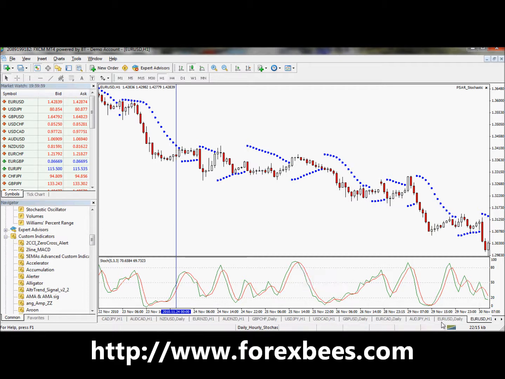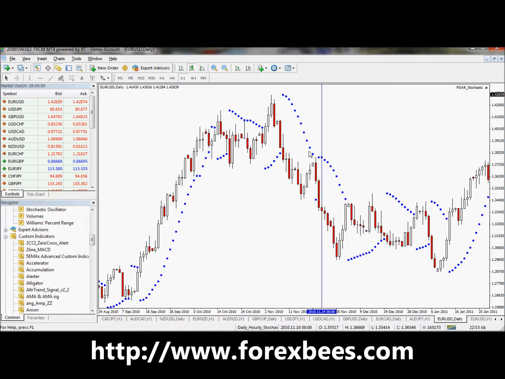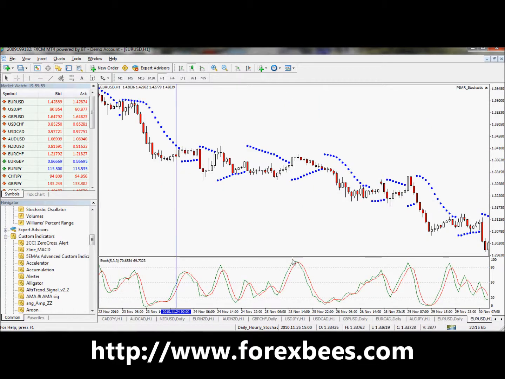In this one, all the parabolic dots are above the candlesticks in the daily chart, and the 1 to 3 pattern is formed when the parabolic dots are above the daily candlesticks. So we go for short trades only in the hourly chart. We have to wait for the stochastic oscillator to reach the overbought region. Once it reaches the overbought region and the fast moving average and slow moving average cross each other, you can enter a short trade.